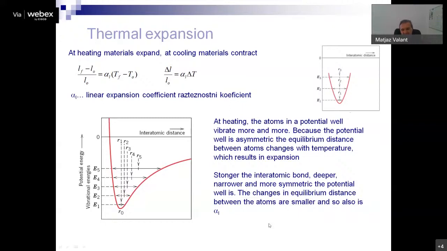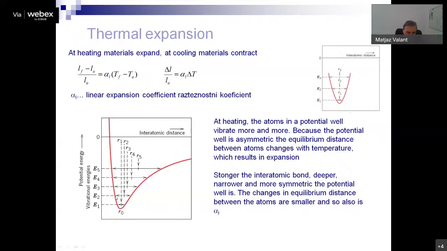Now, what is the microscopic reason for thermal expansion? The reason for thermal expansion is in the fact that the potential well is not symmetric. So it's asymmetric. Now you can imagine an atom sitting here at this particular distance from the other atom. And we said that the atoms are thermally vibrating, oscillating. So let's say it's oscillating with some particular energy, with energy A2.